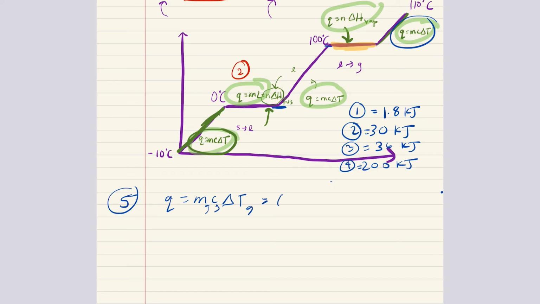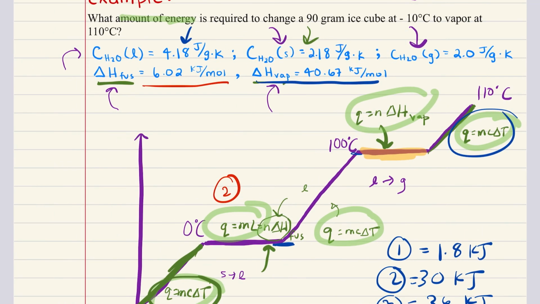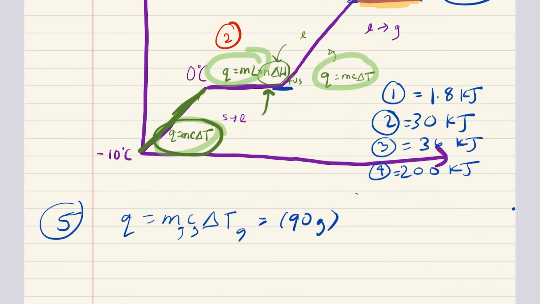So the mass is the same, 90 grams. So we're going to write that down. And then what's the specific heat capacity for water vapor? We're also given that it's equal to 2.0 joules per gram per Kelvin. Okay, good to know. So let's go ahead and write that down, 2.0 joules per gram per Kelvin.